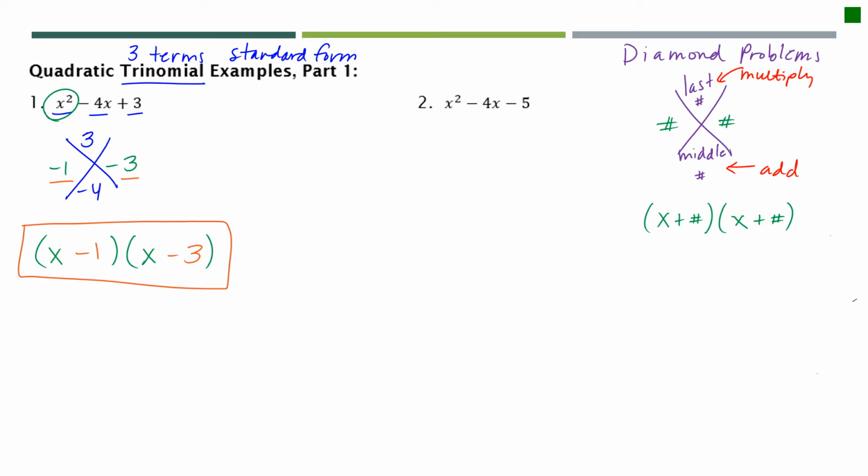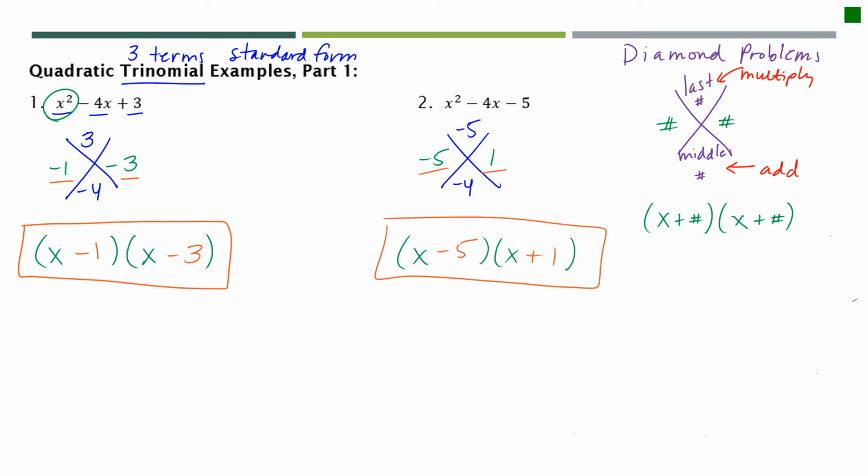For problem number 2, the last number is -5 and the middle number is -4. So we're looking for 2 numbers that multiply to -5 and add to -4. So that would be -5 and 1. So again, we're going to write out our answer. We have our x in the first position of each group, and then we just fill in the numbers. So -5 and 1, so I'd have x minus 5. Since the 1 is positive, you'd write x plus 1, and that's your final answer.